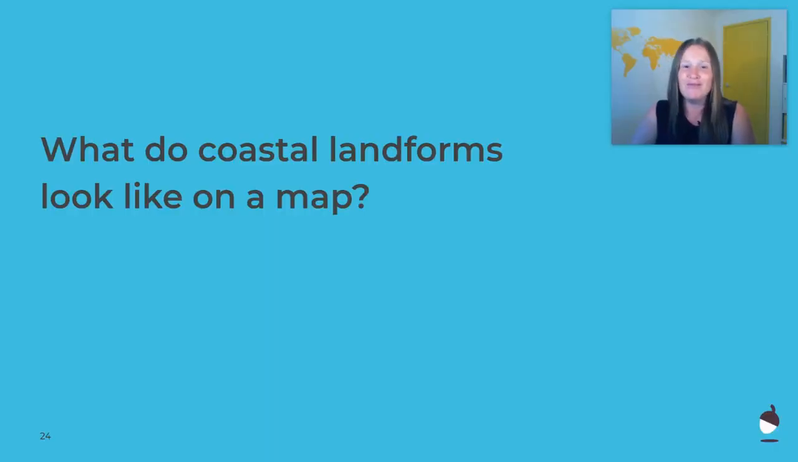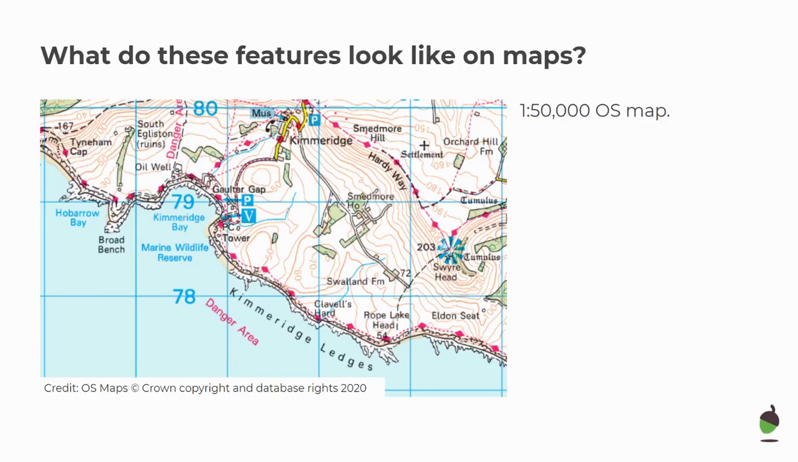And now, as geographers, everybody loves a good map. I love having a look at the map spread out in front of me and seeing what I can see. But what do coastal landforms look like on a map? Let's have a look now. This here is a 1 to 50,000 OS map, Ordnance Survey map. You can see that it shows the coastal area around Kimmeridge.